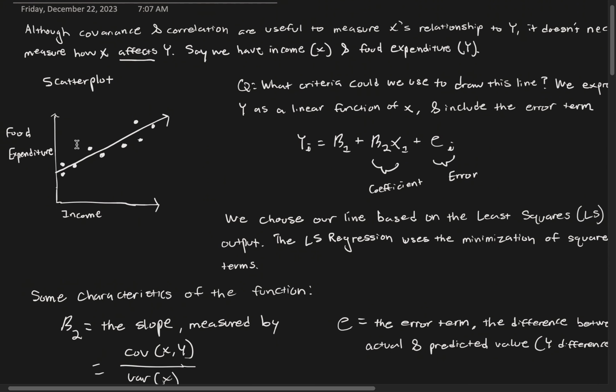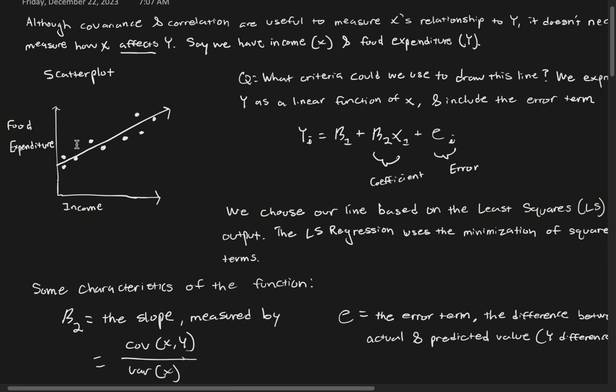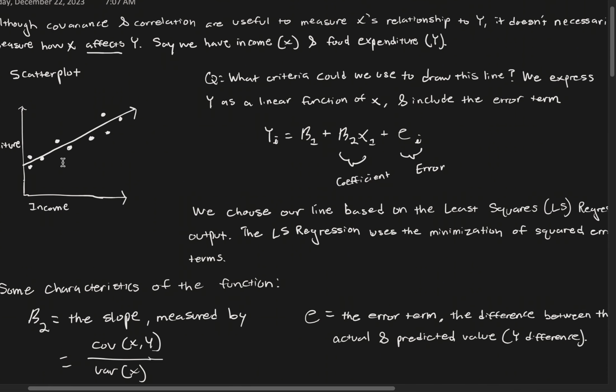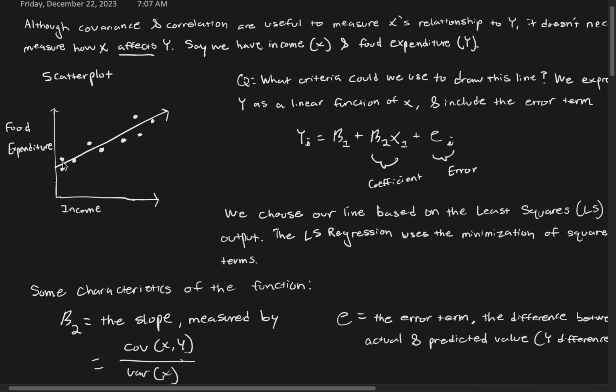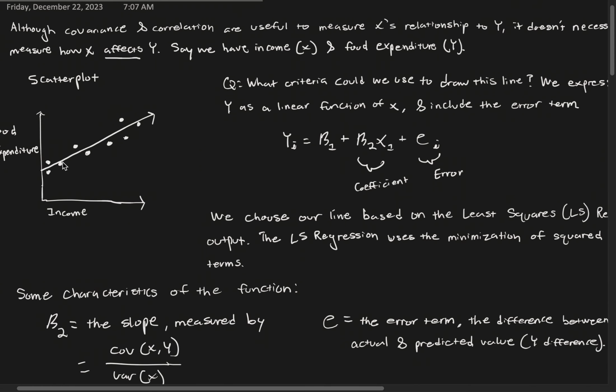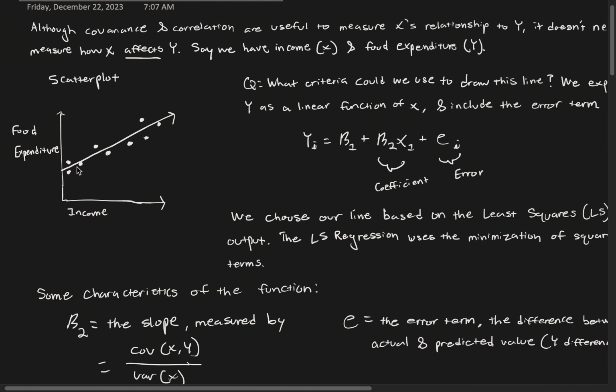So say we have, in a data set, X as income, and we want to see how that affects food expenditure. Our question becomes, what criteria could we use to draw the line that you see on the left? In our example, we want to express y as a linear function of x. So we see a clear linear trend that's drawn over the graph.